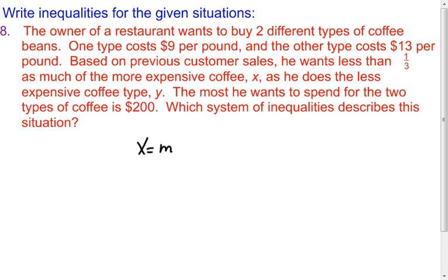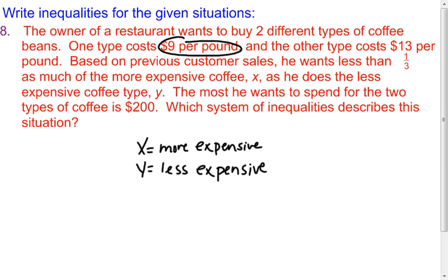X is more expensive, and Y is less expensive. So up here, if this is $9 per pound, 9 is the less expensive. That has to be the Y. Okay, it has to be the Y. And this 13, which is the more expensive, has to be the X.